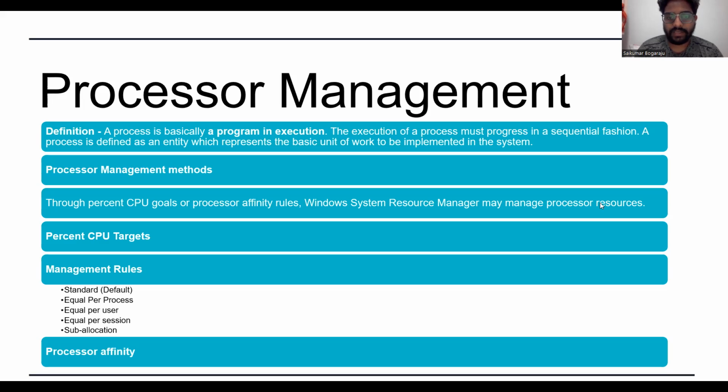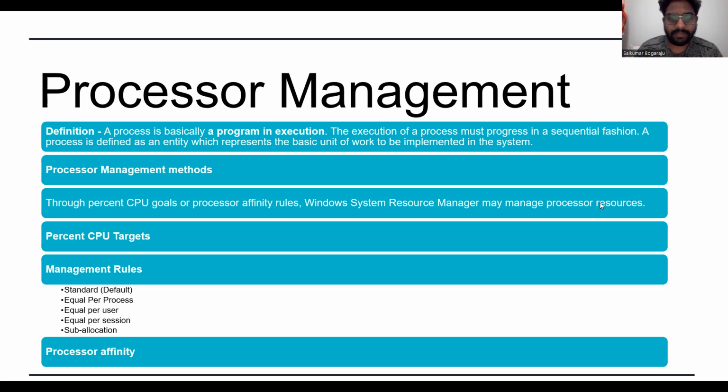In equal per user, a single user's available CPU bandwidth is divided equally among groups of matched processes. And if you see equal per session, the available CPU bandwidth on a host server is shared equally by matched processes executing in a session. Sub allocation can be made from percent CPU target allocations. A sub allocation distributes resources based on the fraction of resources distributed by the main resource allocation.